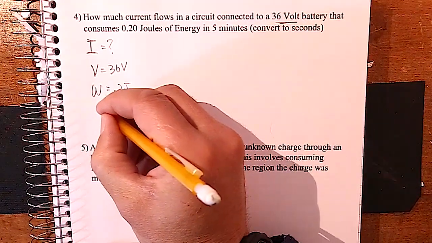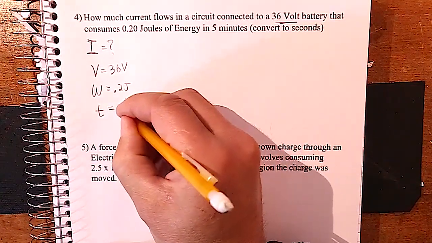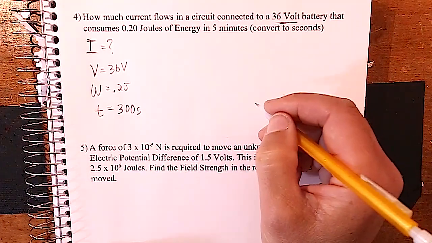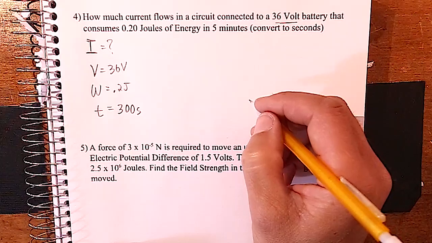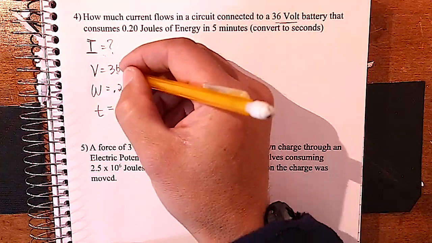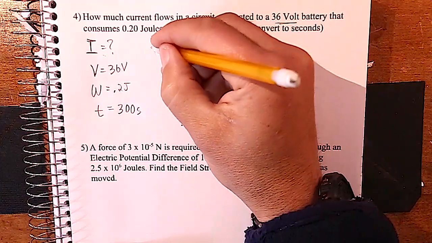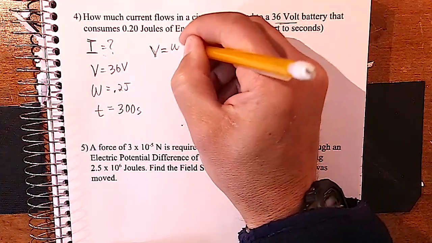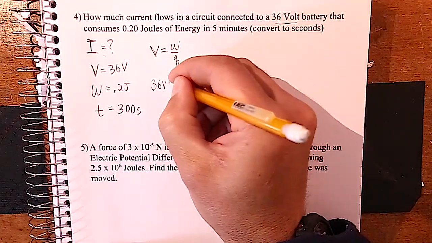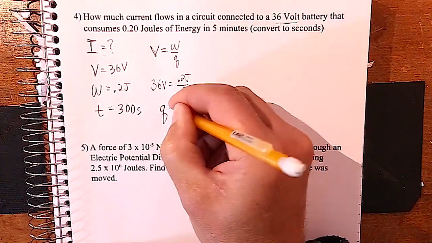Now we need to convert that to seconds. So we just multiply 5 times 60, and that gives us 300 seconds. Now we've got a problem right off the bat. We don't have Q, because we want to do I equals Q over T. Without Q, we can't do it. So we have to do 2 steps. We have to do V equals W over Q. And then we can put in our 36 volts equals 0.2 joules over Q and get our Q.